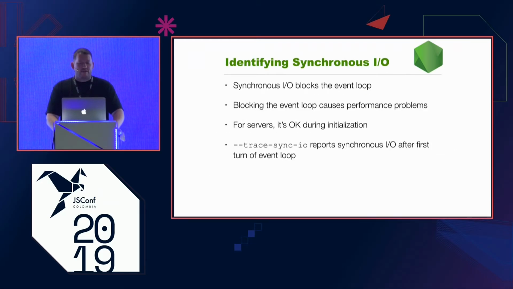Next is talking about synchronous I/O. This is one of the best ways to introduce performance problems into your code. Now, if you're working on a server application, it's usually fine to have some initialization period where you're first starting up the server, but you're not listening to server traffic yet. But once you start actually serving requests, you don't want to be blocking the event loop. You'll run into problems very quickly. So we have the --trace-sync-io flag that will actually show you warnings with stack traces of where you're using synchronous I/O so that you can get rid of it.